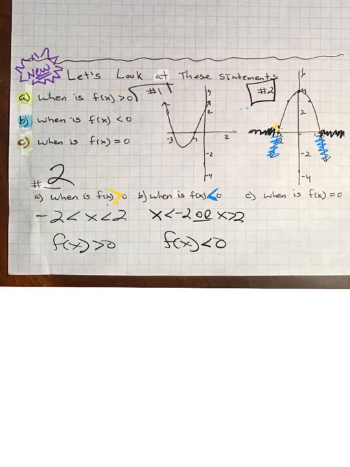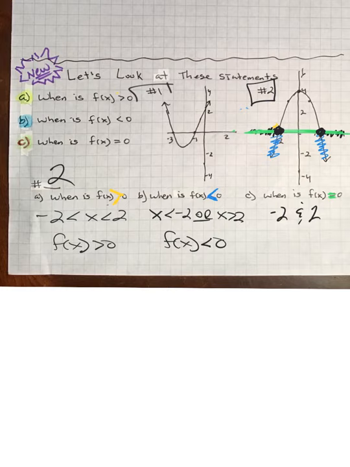And then when is the function equal to 0? The function is equal to 0 when it hits the x-axis. So -2 and +2 is when the function actually equals 0, or when the y values equal 0. Okay, so that's some new stuff. So now let's look at some review.